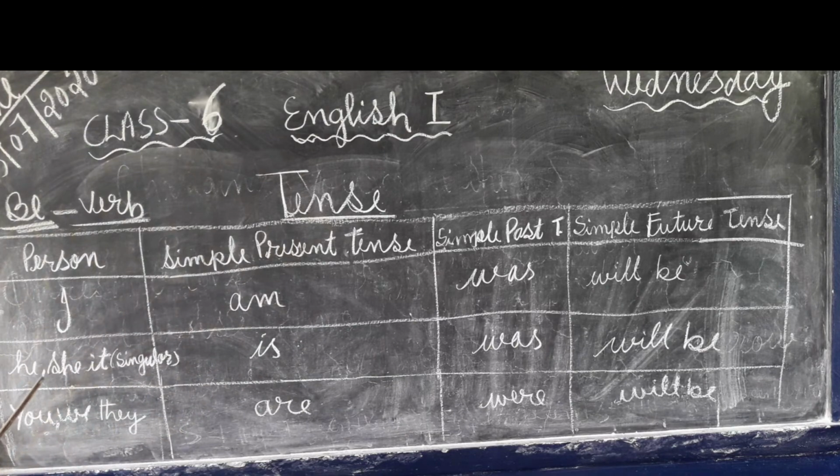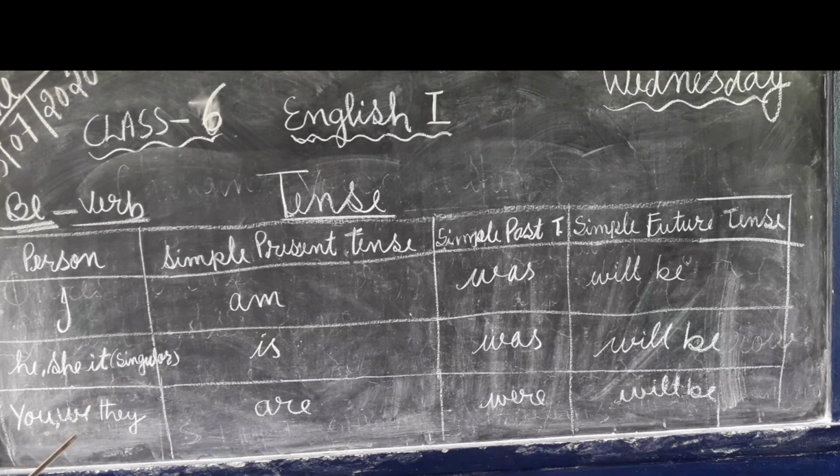Okay, like that. In the singular form, when we use he, she, it: he is, she is, it is. Then in the past tense, he was, she was, it was. In the future tense, we use he will be, she will be, it will be.